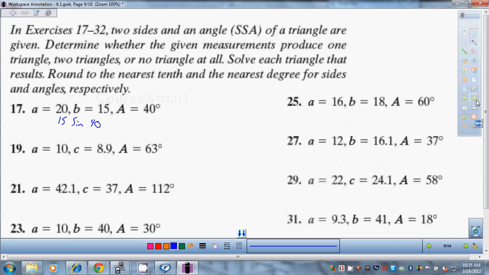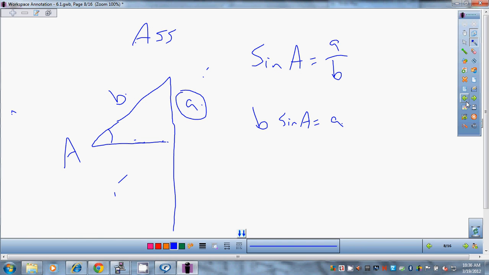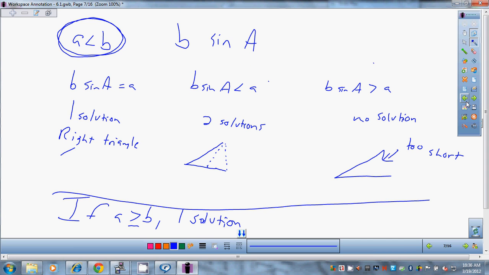So somebody punch in B sine A. 18 sine 60. Let me know what you get. 15.6. So, is B sine A less than or greater than our other side? It's less than. B sine A is less than the actual side length, so it's a two-solution problem. Very good. And I'll show you how to solve for those solutions in a second. Right now, all we're going for is how many solutions there are.